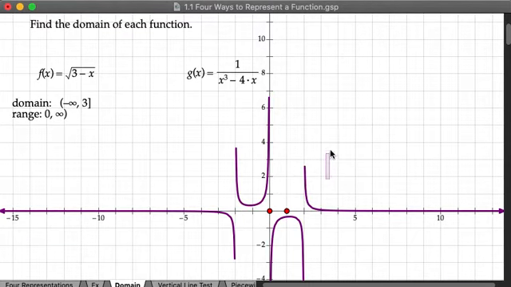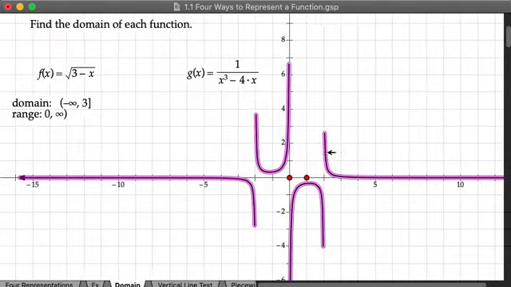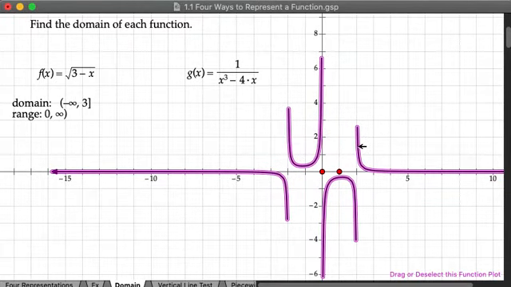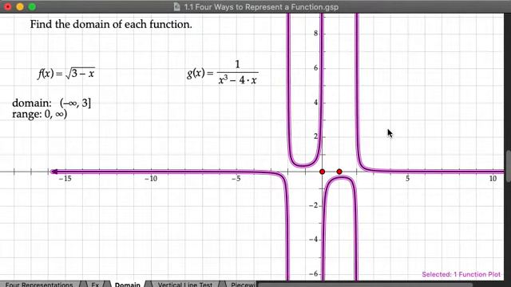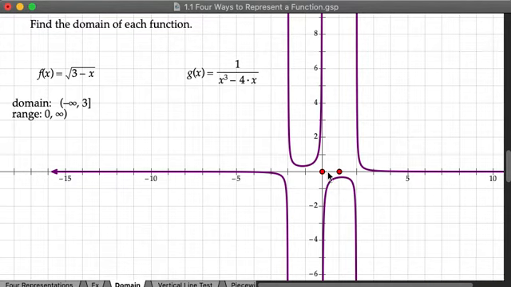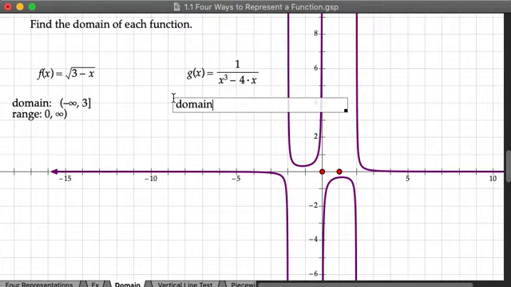Something that you might see here is a limitation of this particular technology. Okay, that's a little better. So we see that the x coordinates are avoiding 0 and -2 and +2. So in this case, we have the domain: x cannot equal 0 and ±2.